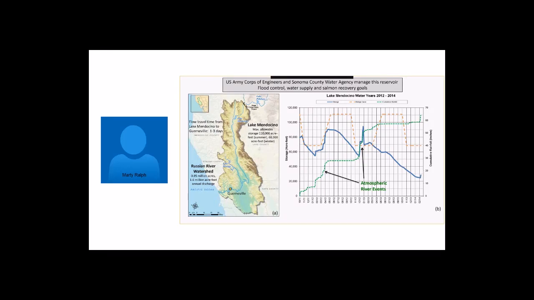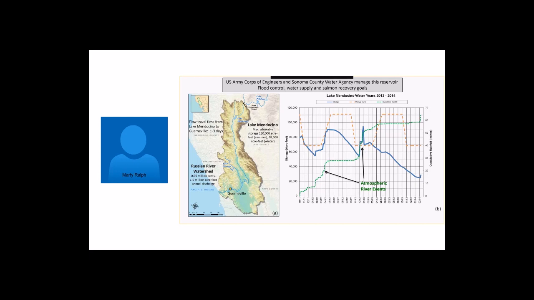It typically takes about 1 to 3 days for water released from Lake Mendocino to flow south past the town of Guerneville, highlighted in the bottom. Lake Mendocino itself can hold up to about 110,000 acre-feet in the summer, 68,000 acre-feet in the winter. On the right is a 2.5-year time period showing the reservoir conditions. On the left vertical axis is the storage in acre-feet. On the right-hand vertical axis is the cumulative rainfall.